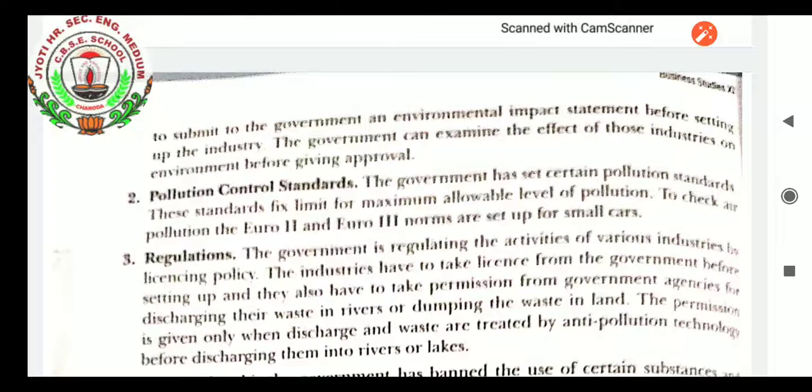So this is a pollution control standard, students, which is laid down. The government has set certain pollution standards. These standards have to be followed by every industry or person. They have to follow this strictly so that pollution can be controlled.